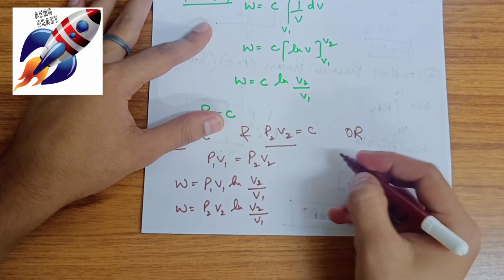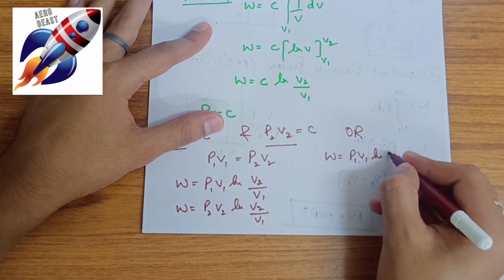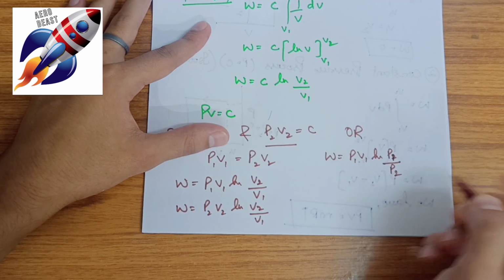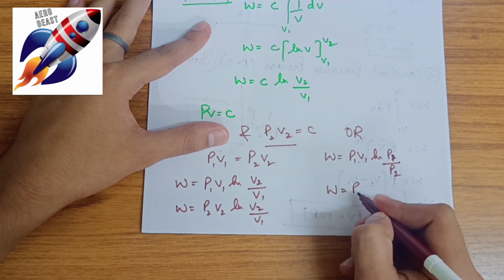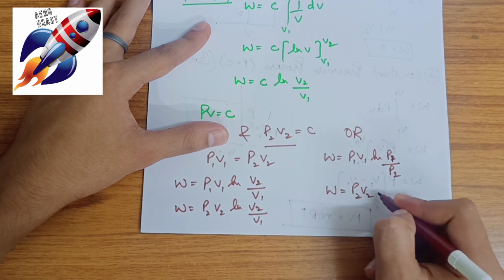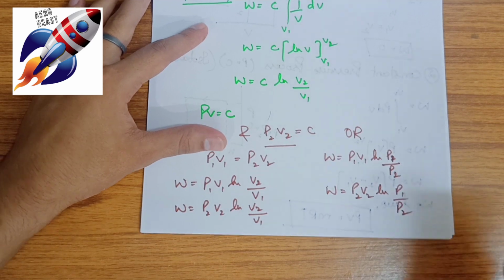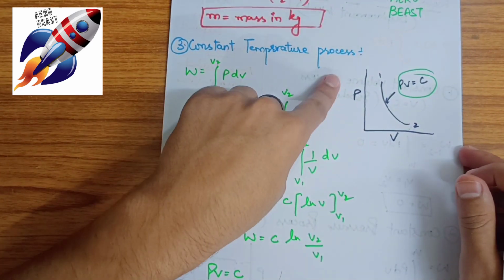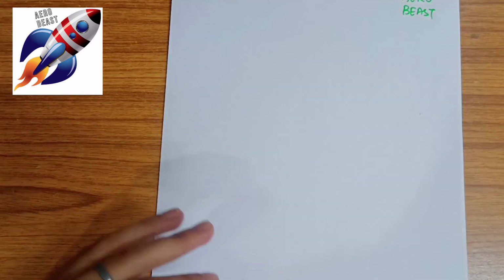Or W is equal to P1 V1 natural log of P1 upon P2, or W is equal to P2 V2 natural log of P1 upon P2. This is the equation for the constant temperature process. So going with the fourth one.